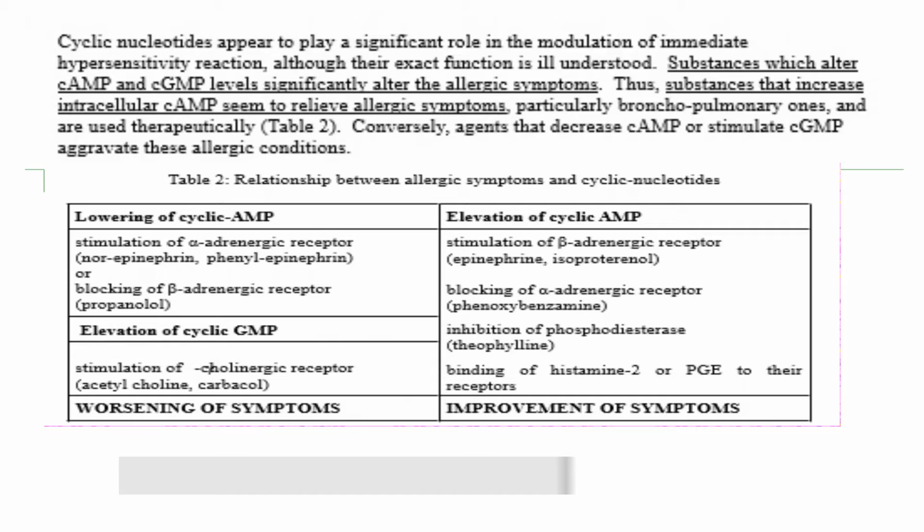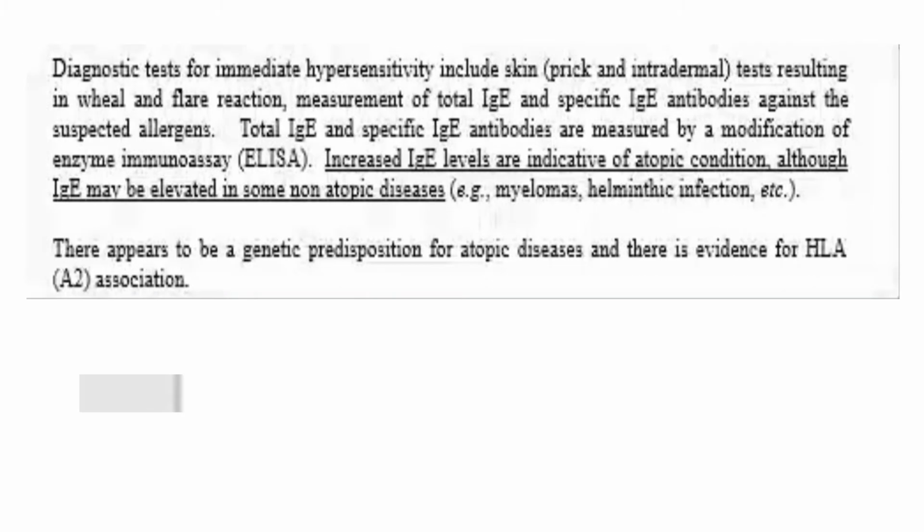Elevation of cyclic GMP can be by stimulation of cholinergic receptor by acetylcholine or carbachol, and these may result in worsening of the symptoms, while elevation of cyclic AMP can be done by stimulation of beta adrenergic receptor by medications like epinephrine, isoproterenol, salbutamol, and so on, or by blocking of the alpha adrenergic receptor like phenoxybenzamine, or by inhibition of phosphodiesterase like theophylline, also by binding of histamine 2 receptor or prostaglandin E to their receptors, and these also may result in the improvement of the symptoms.